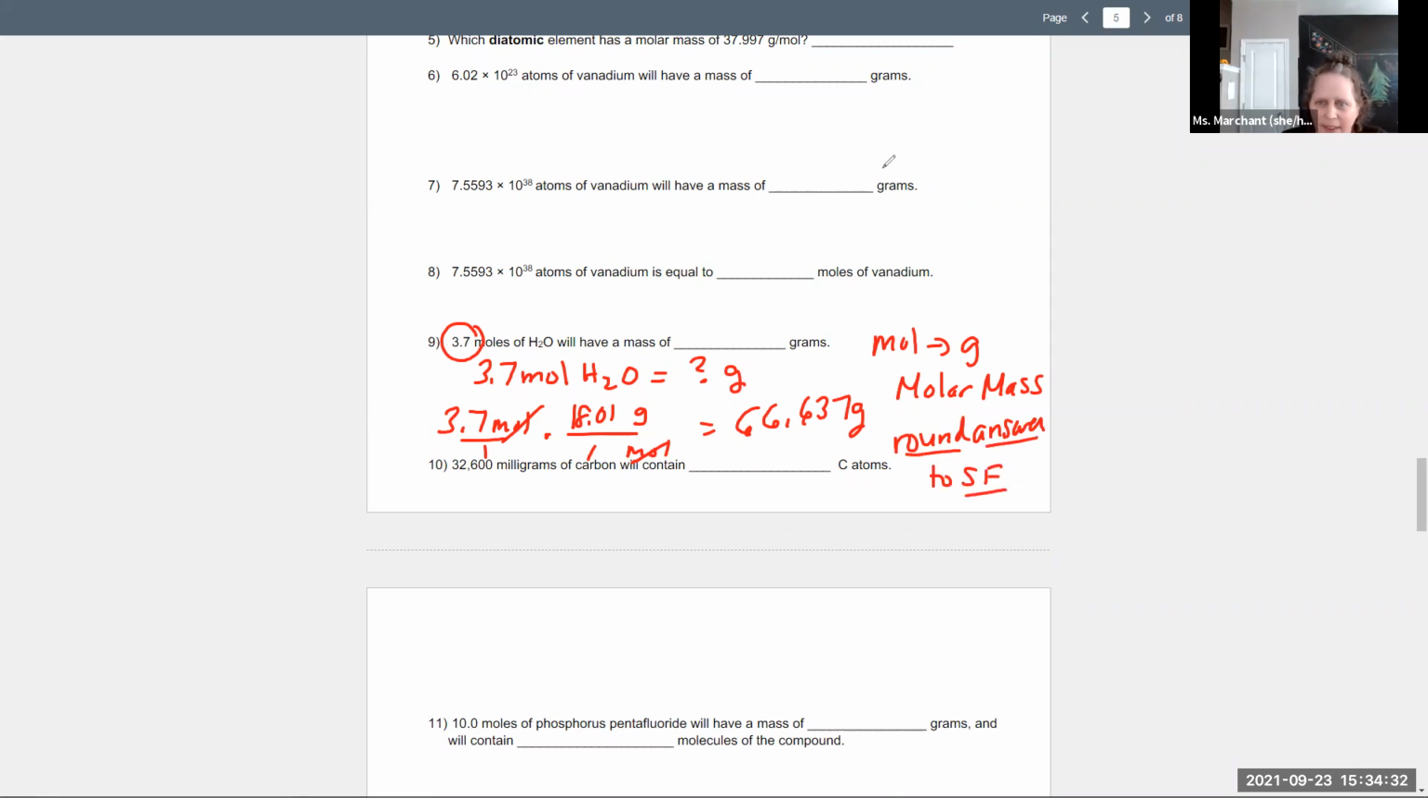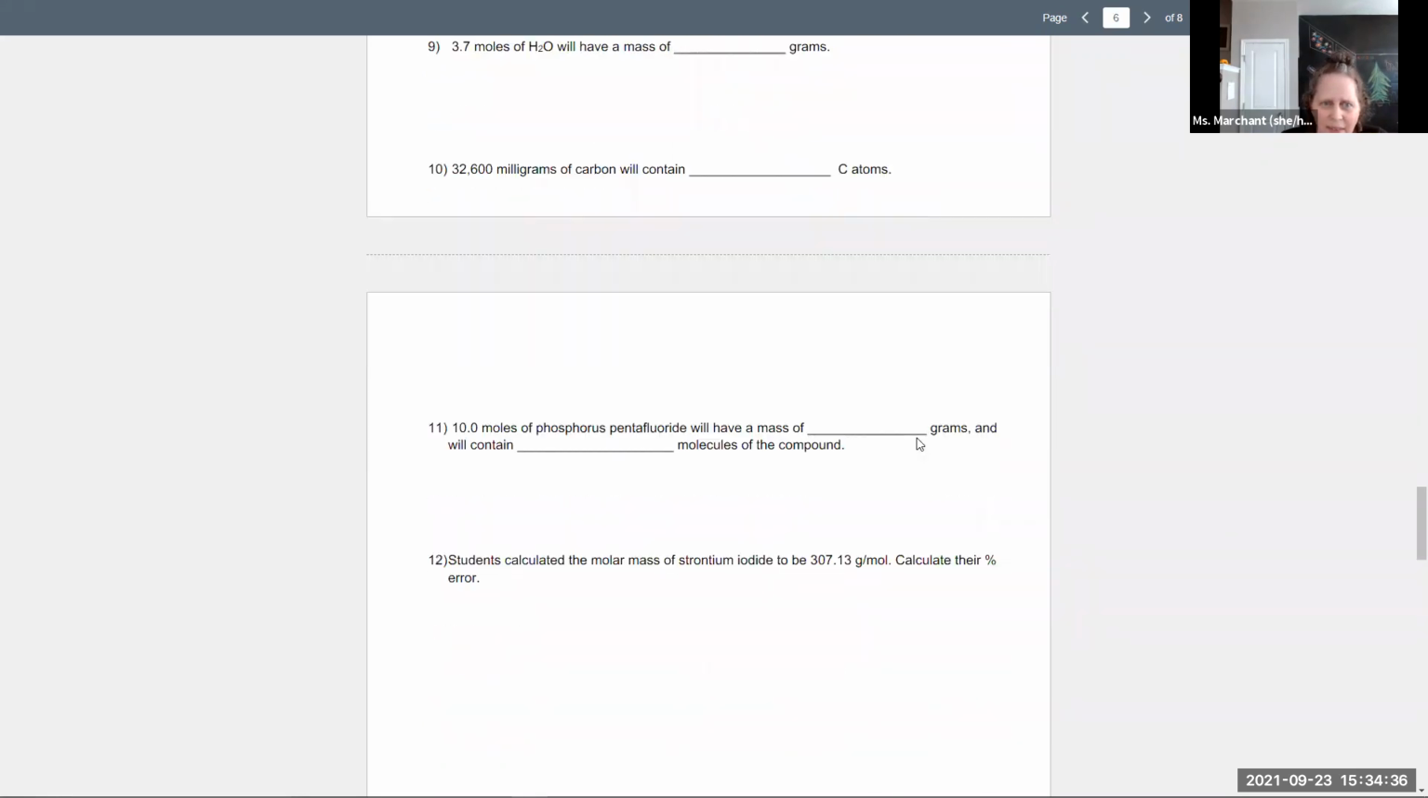All right, let me clear this again and go on to number 10. 10, 11, 12. Let's see if I can get them all on one page. All right. Milligrams to atoms. Oh, that's a new one. We haven't been doing that one, so we're going to have to do some more steps here.